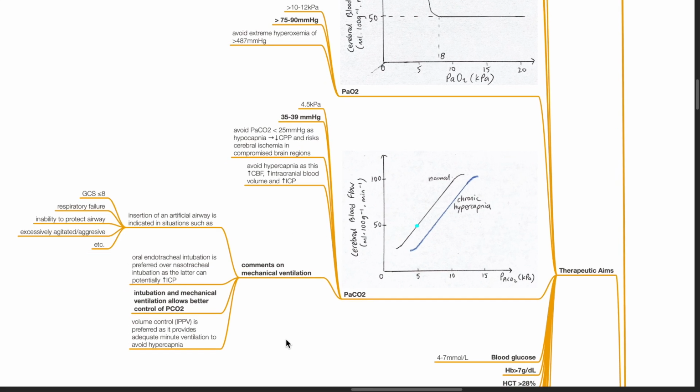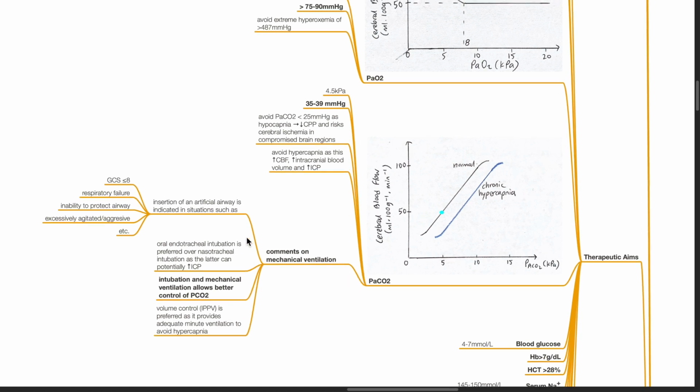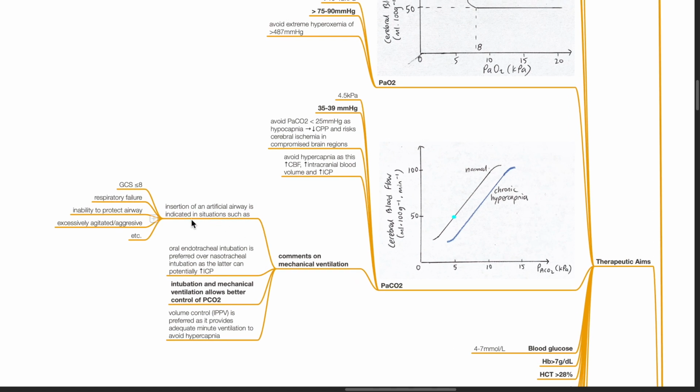Regarding mechanical ventilation, insertion of an artificial airway is indicated in situations such as GCS of 8 or less, respiratory failure, inability to protect the airway, excessive agitation and aggression, etc. Oral endotracheal intubation is preferred over nasotracheal intubation as the latter can potentially increase ICP. Intubation and mechanical ventilation allows better control of PCO2. Volume control IPPV is preferred as it provides adequate minute ventilation to avoid hypercapnia.